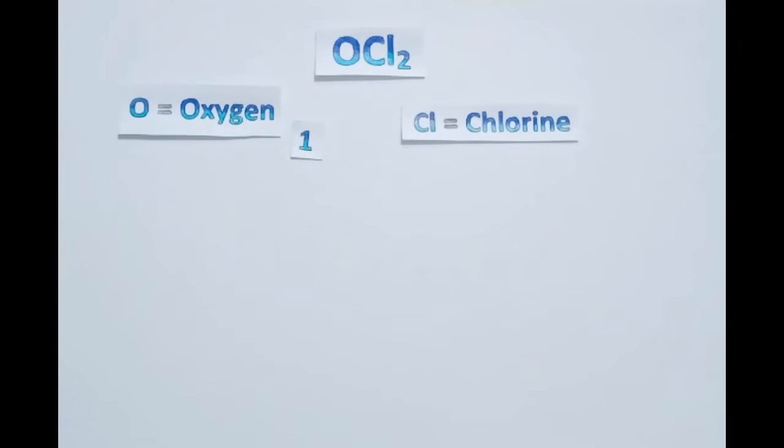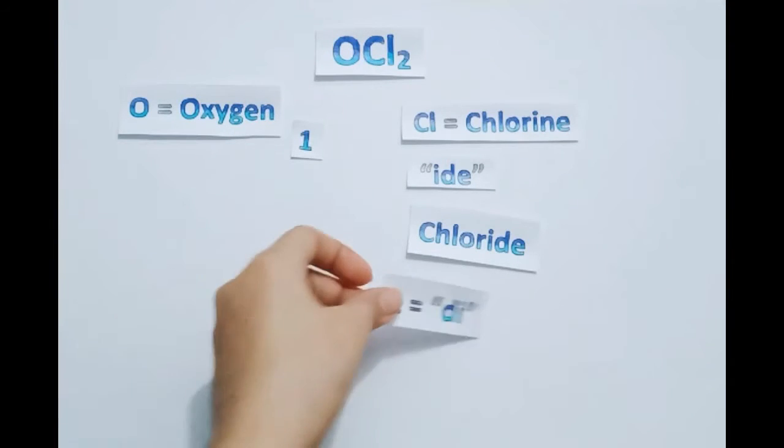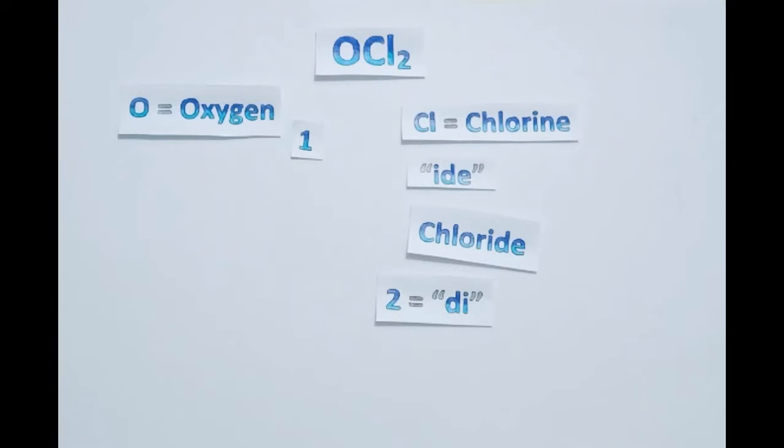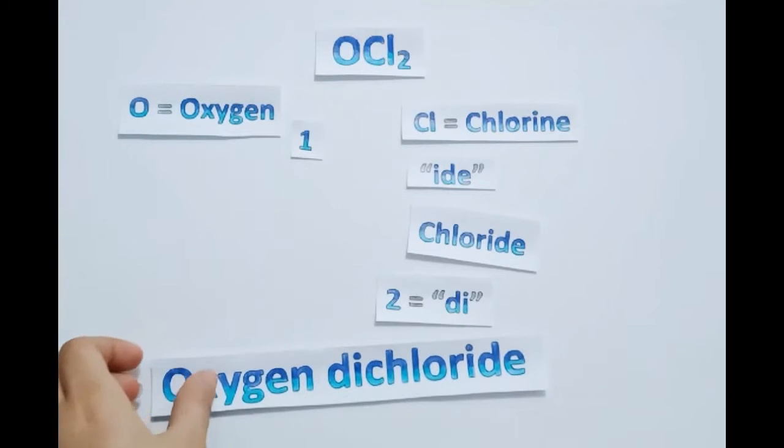Change the last part to IDE, so it will be chloride. There are 2 atoms present, so we will put the prefix di, which means 2. We should put it together so we have oxygen dichloride.